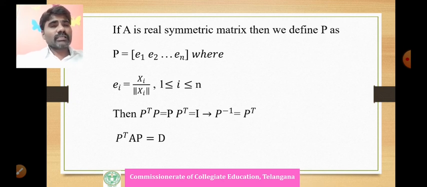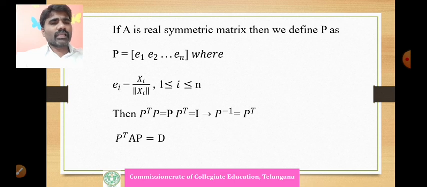Already we know that for a real symmetric matrix, the eigenvectors corresponding to distinct eigenvalues are orthogonal to each other. And now we normalize them, which means their norm is equal to 1. Then we have P transpose P equals P P transpose equals the identity matrix. That's why P is an orthogonal matrix now, and P inverse is nothing but P transpose.